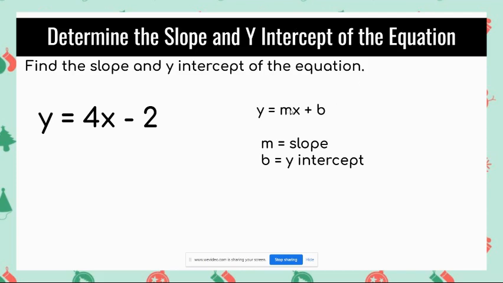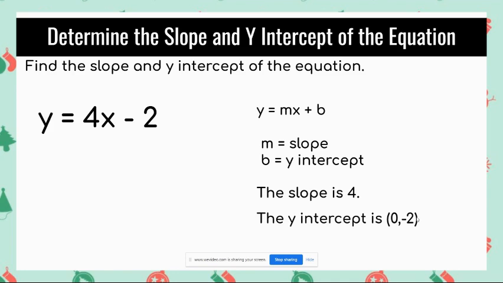So I can just look at the equation. M is being multiplied by x. Well, 4 is being multiplied by x, so the slope is 4. B is our y-intercept. It's whatever is being added. Well, in this case, if I wanted to say this is adding, I would say plus -2 because subtraction is the same thing as adding a negative. So my y-intercept is -2.